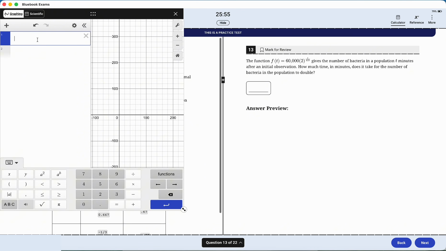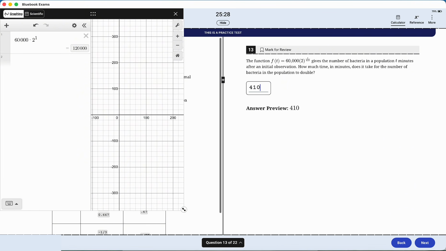If you think about this, this is a pretty simple problem. We have 60,000 to start. If you wanted to double it, you would literally just do 60,000 times 2. Now, what does that imply about the exponent? If you just want it to be 60,000 times 2, your exponent has to be 1. So what value of t is going to make this 1? Well, it's t over 410. So t has to be 410.